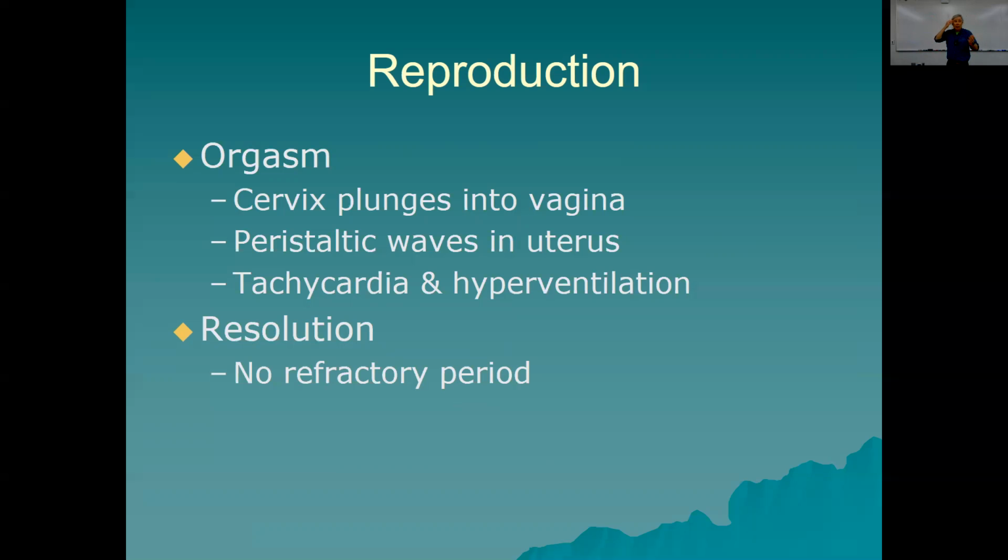Then after orgasm, after climax, there's a resolution phase where the uterus goes back over the bladder and heart rate and breathing might go down, but there is no refractory period. So here's one big difference between male and female sexual response. No refractory period in females. They can get excited again, go right up and have orgasm again. They can have multiple orgasms. Well, males only get one, and then they have to go through a refractory period before they can do it again.